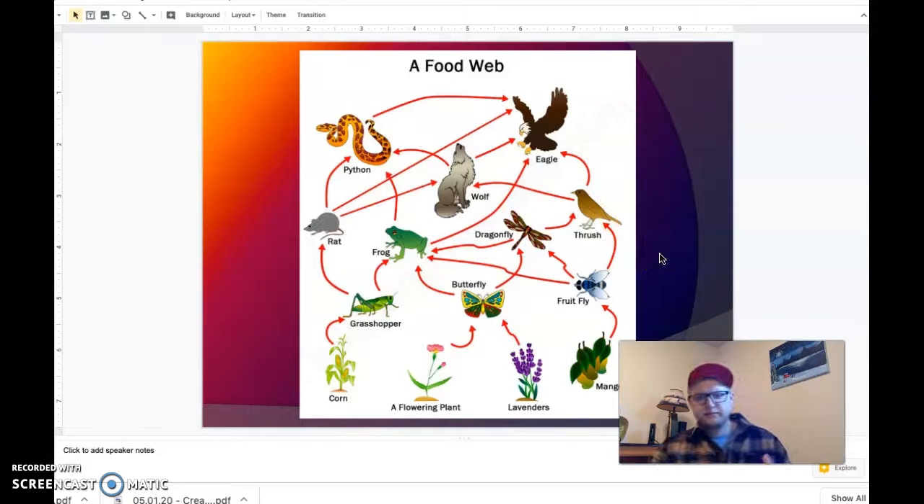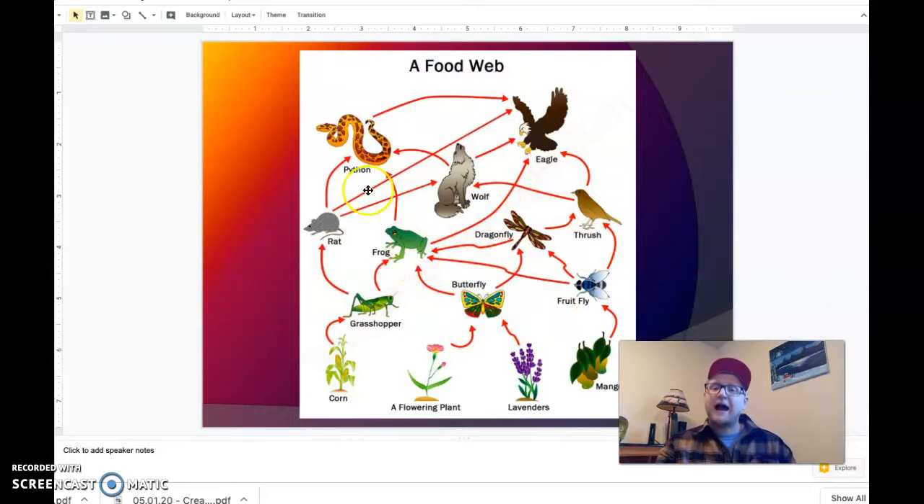Now, your higher level consumers, you start to get into insectivores, which means they eat only insects. So you have dragonflies, a thrush, which is a bird. You have frogs, and these eat all these different insects because they are consumers, right? They're starting to eat other organisms to get their energy, right? These insects are also consumers, right? They also eat other organisms to get their energy.